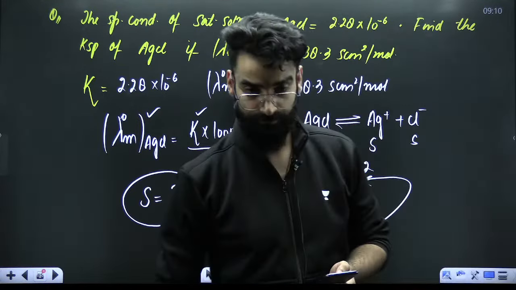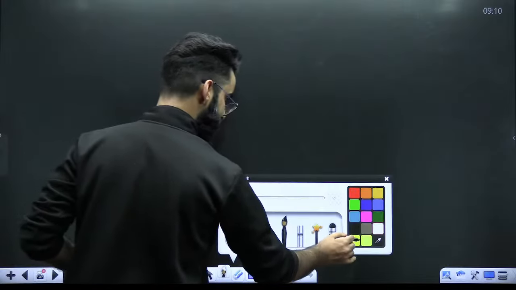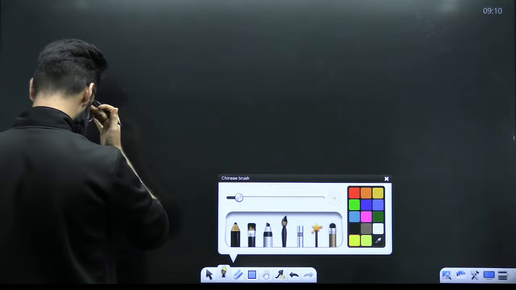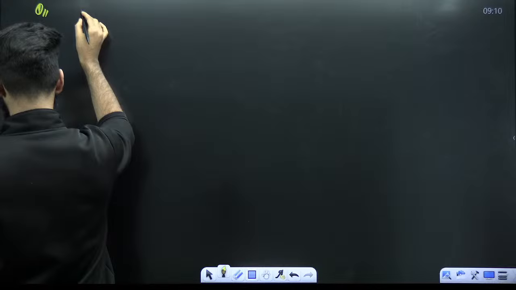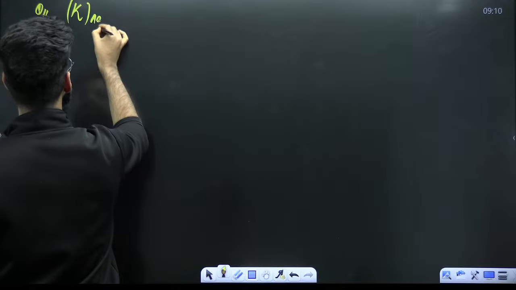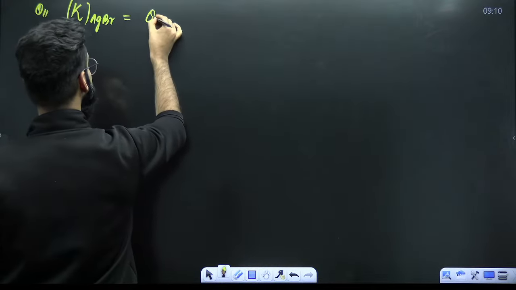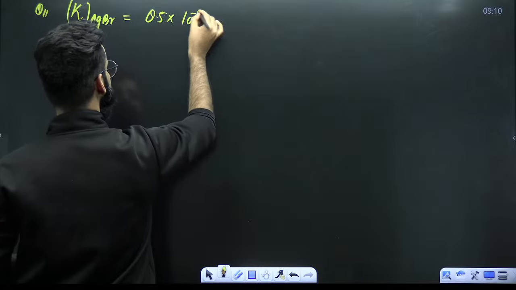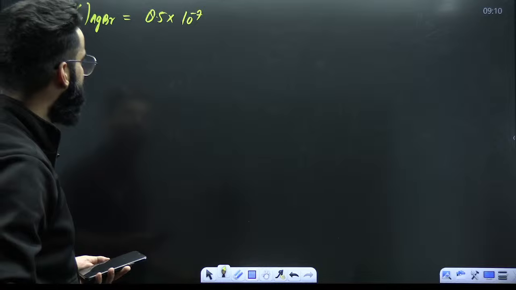Clear, guys? One more question I'm writing. Let me see if you can solve this or not. The question is like this. Conductivity of AgBr. Conductivity is of AgBr. It's given to me as 8.5 into 10 raised to power minus 7.